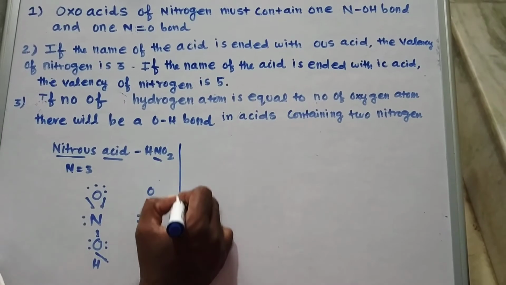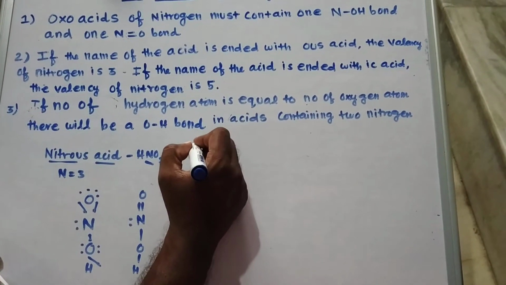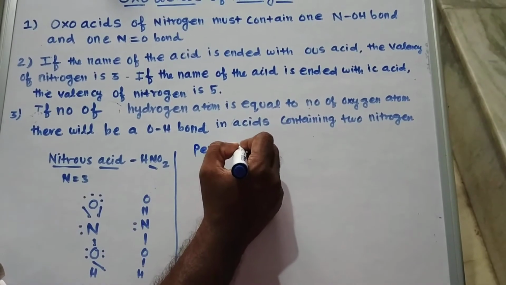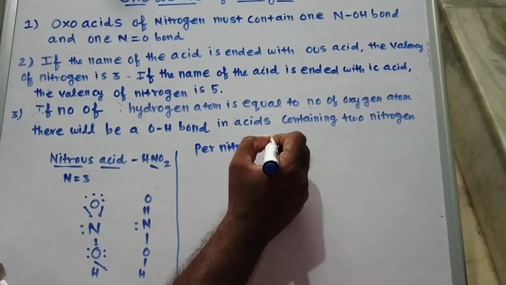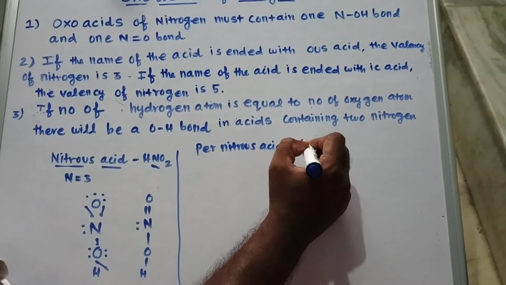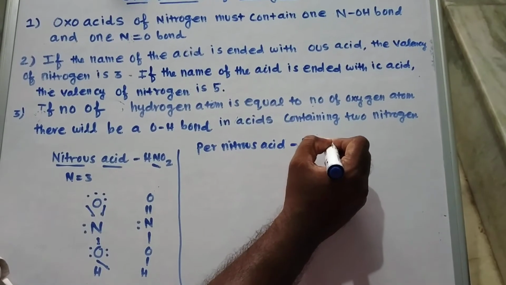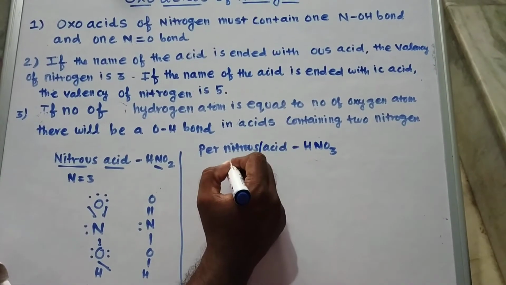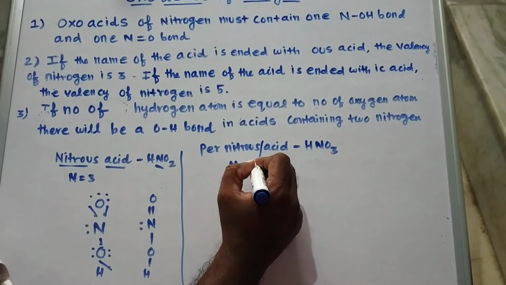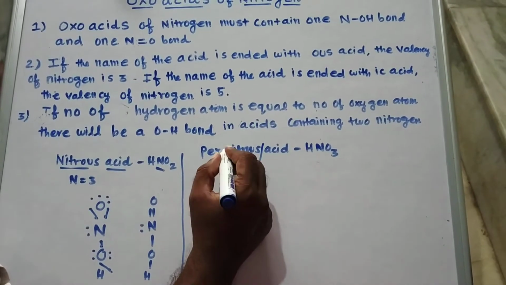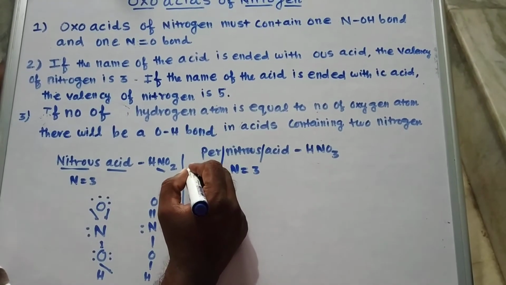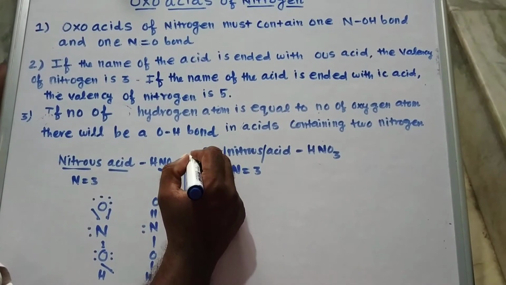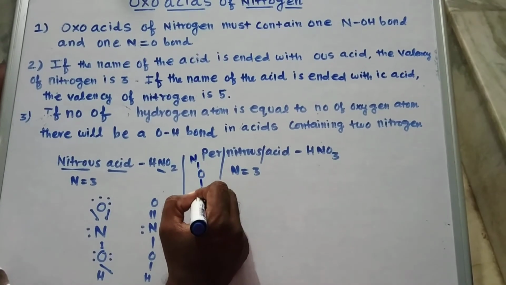Next we are going to see pernitrous acid. Pernitrous acid also has the formula HNO3, similar to nitric acid, but here it is nitrous. Therefore, the valency of nitrogen is also equal to 3. Here, per indicates there is an oxygen between nitrogen and the OH bond.